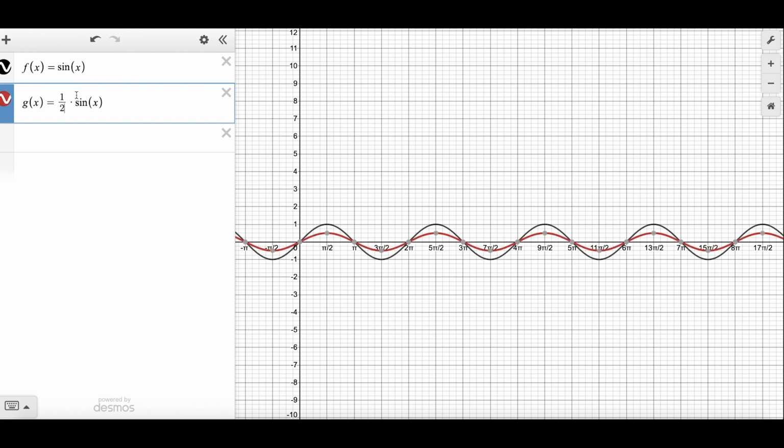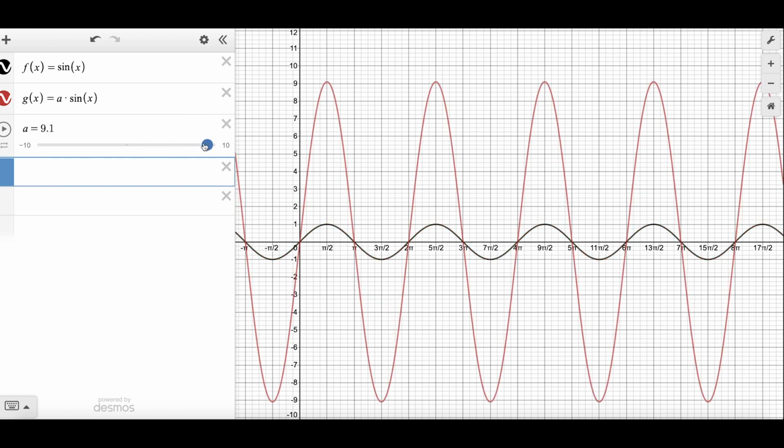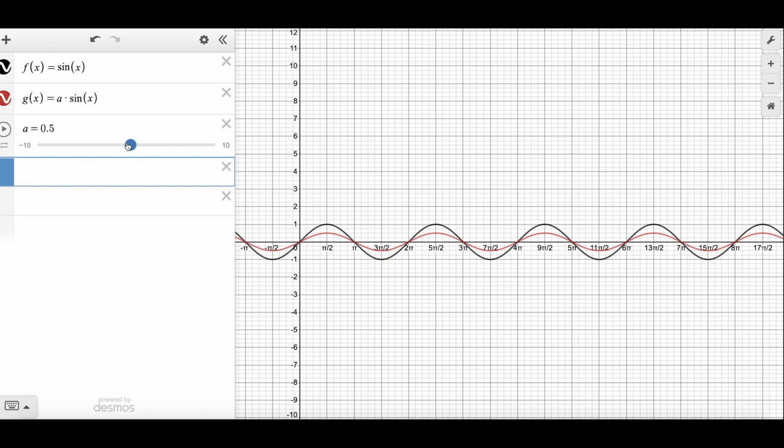Something to notice is that this number affects the amplitude of the sine wave: how high up it goes and how far down below the midline. If it's a number between 0 and 1, we call it a shrink. If it is a number above 1, we call it a stretch. I want to put that value A on there again. So if it's a number above 1, we call it a stretch. If it's a number between 0 and 1, we call it a shrink.